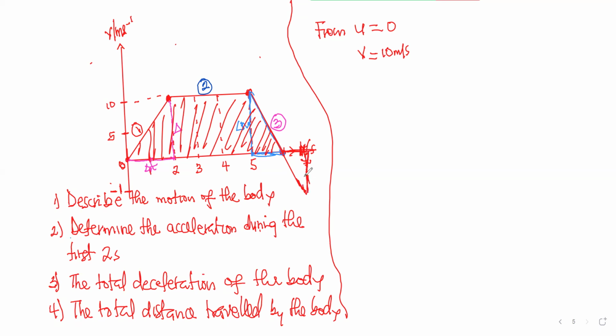So the total distance would actually be the whole area under the graph. The upper part is the area of a trapezium. And what's the area of a trapezium? How do we determine it? Quick one. Revision. Formula for finding the area of a trapezium. Half, A plus B, times the vertical height, isn't it?